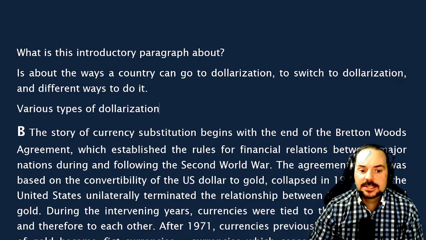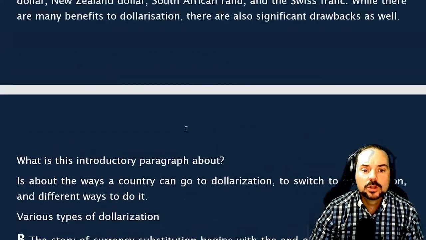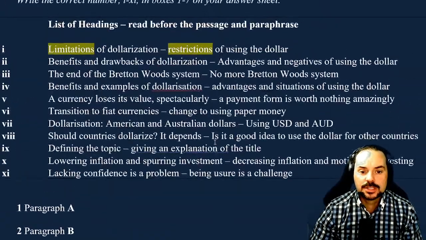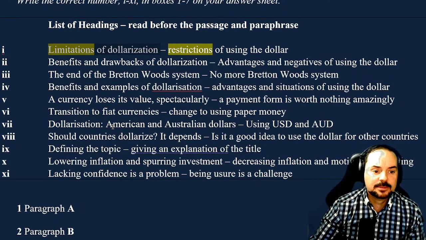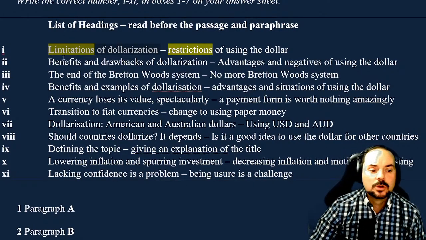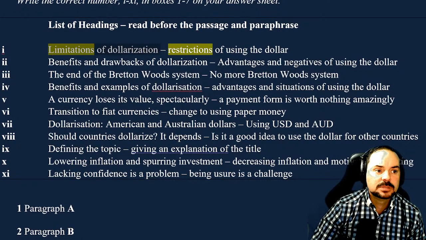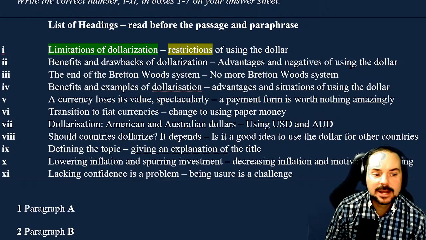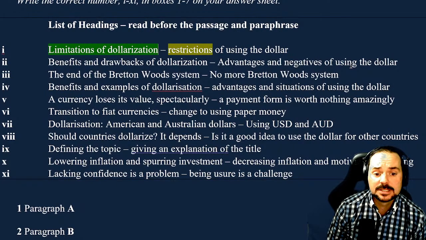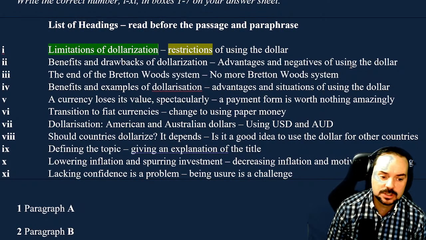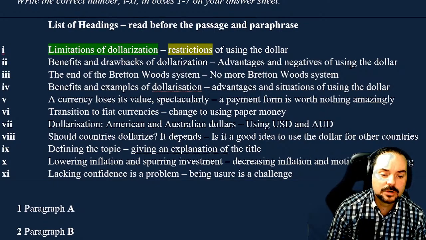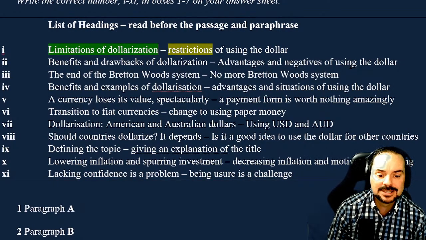All right, let's stay with that. Let's see if we can figure it out. Okay, so now we'll go to the choices. Look at the original choices, not the paraphrases. They're right here, kind of beside my head, before the dash. So limitation of dollarization being the first one, benefits and drawbacks of dollarization, the end of the Bretton Woods system, benefits and examples, a currency loses its value, transition to fiat currencies, dollarization, American and US dollar and Australian dollars, should countries dollarize, defining the topic, lowering inflation and spurring investments, lacking confidence is a problem.